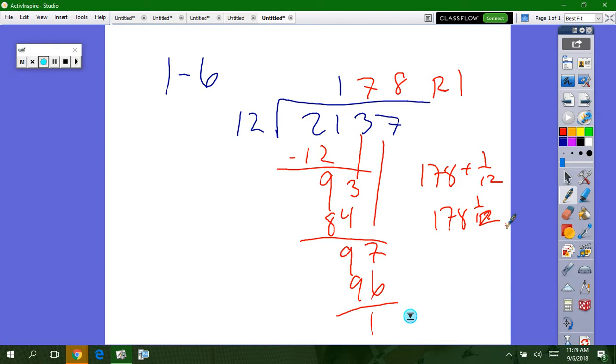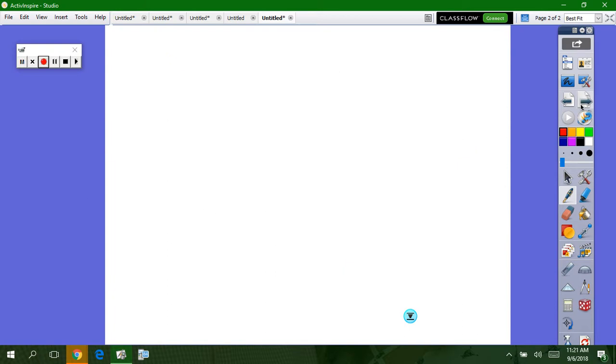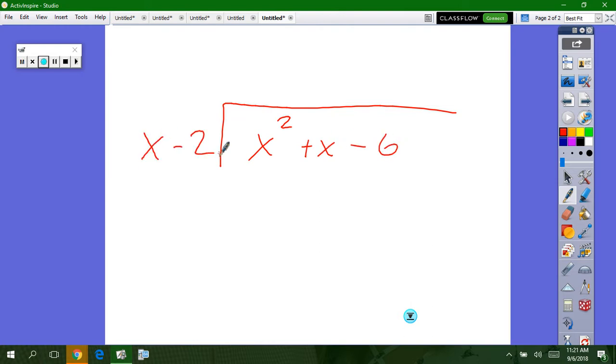How do we feel on our long division? Are we okay? All right, yes, sir. Oh, you were good to go. Okay, here we go. Well, let's do it with the polynomial. So we're going to use this as a polynomial, but we're going to treat it just the same way.